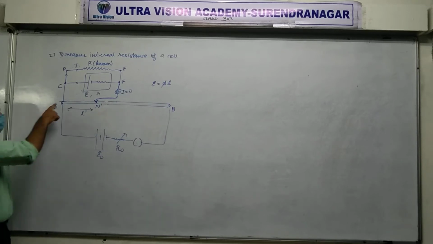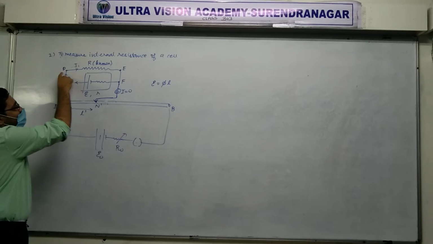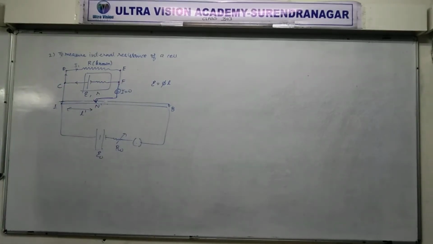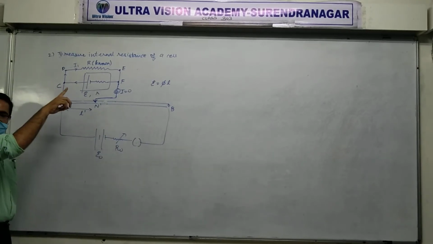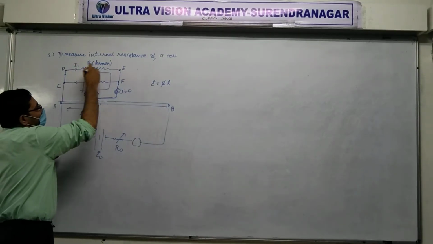Sure. So A is at high potential. And if A is at high potential, then N dash, that means D is at higher potential than E. So current will flow from D to E. Okay. Now you will have to use Kirchhoff's rule over here.